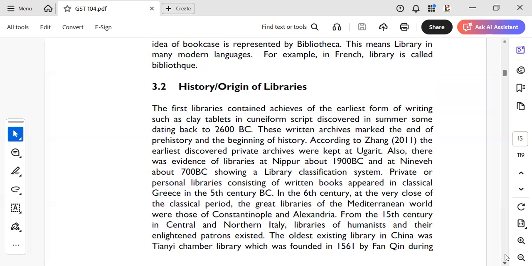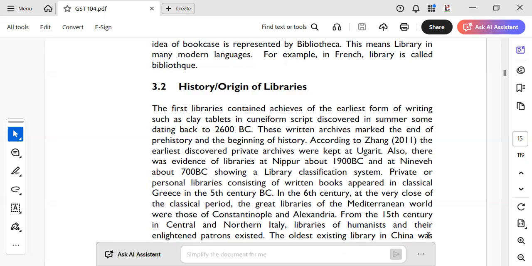We said that the appearance of library is seen as far back as 2600 BC, that is before Christ. They have been using libraries. We talked about archives that were found. We also talked about the discoveries by, according to Zhang, that in Ugarit there were private archives, and also evidence of library at Nepal and Nineveh, that is 1900 BC and 700 BC, and so on and so forth.